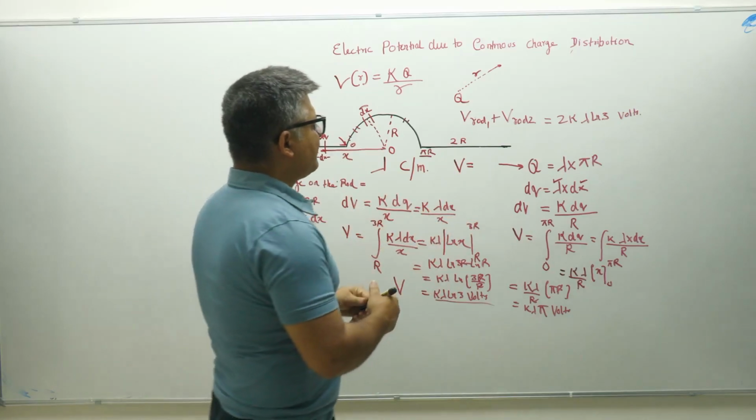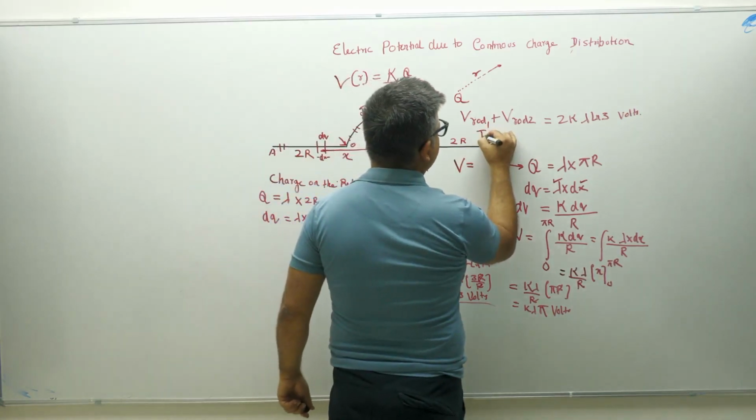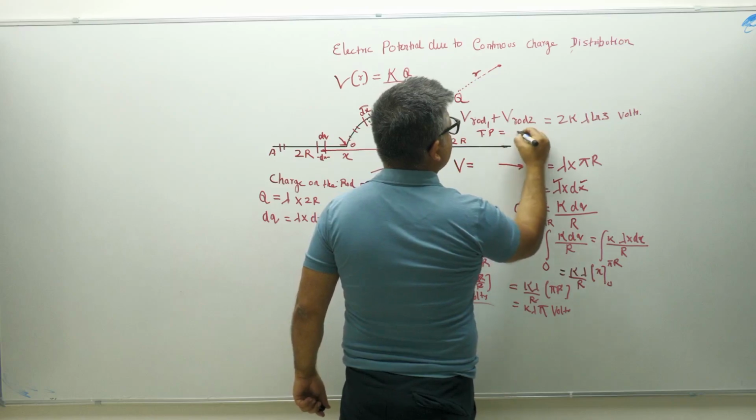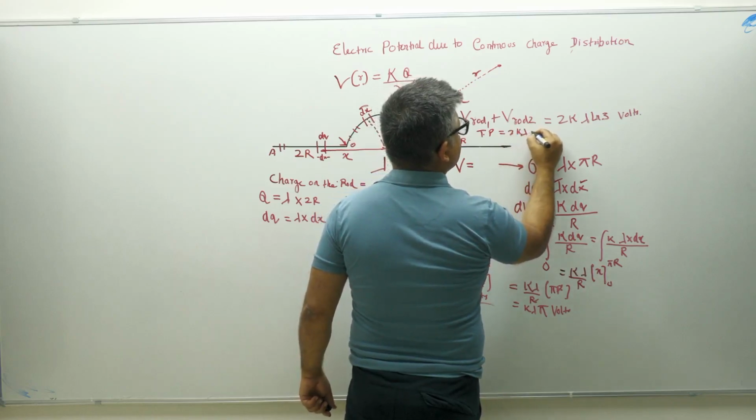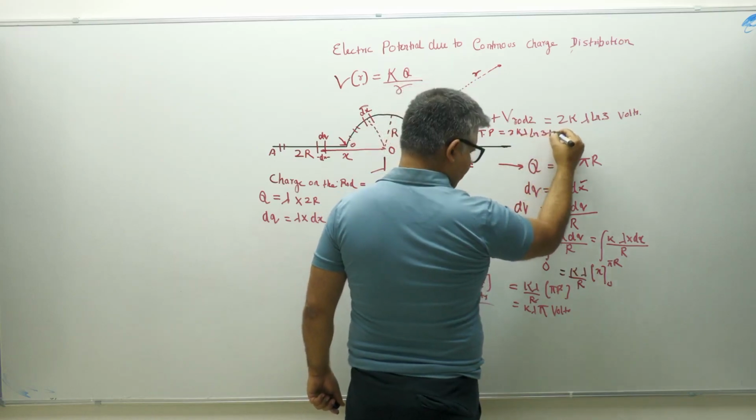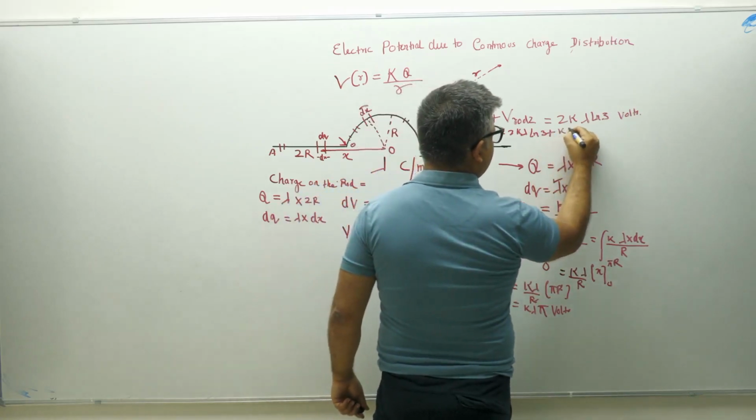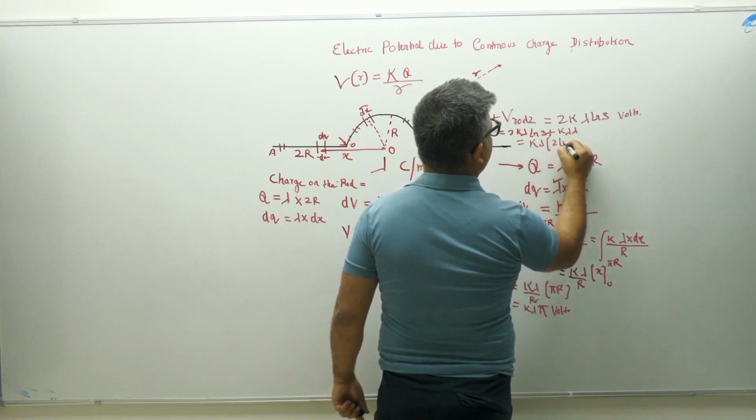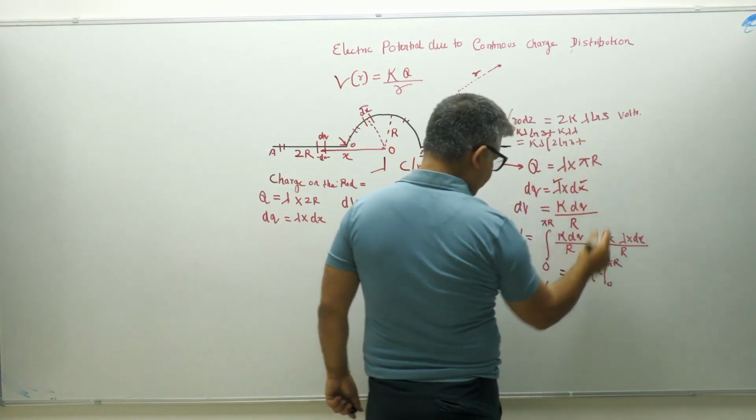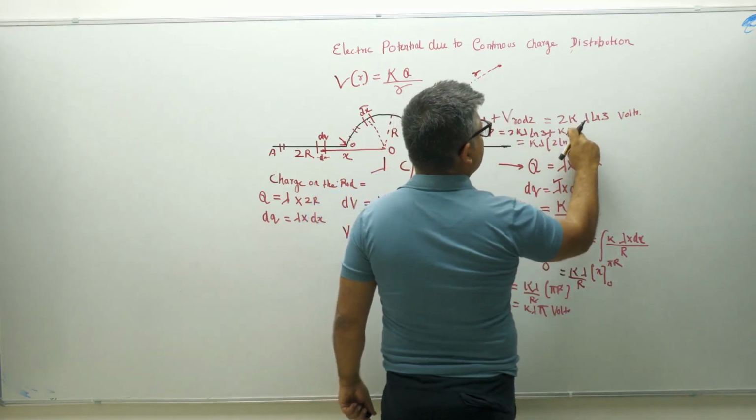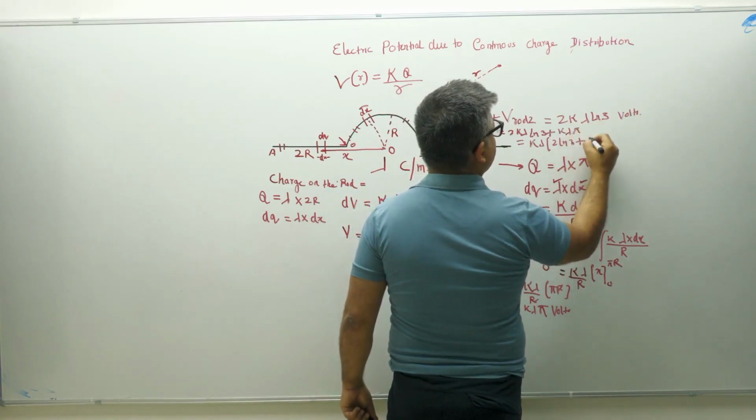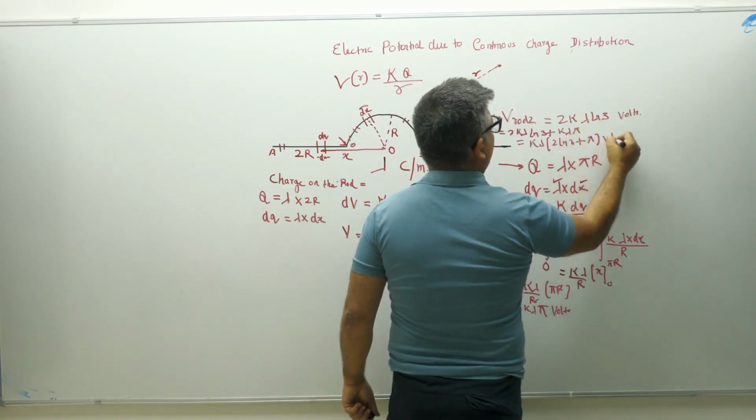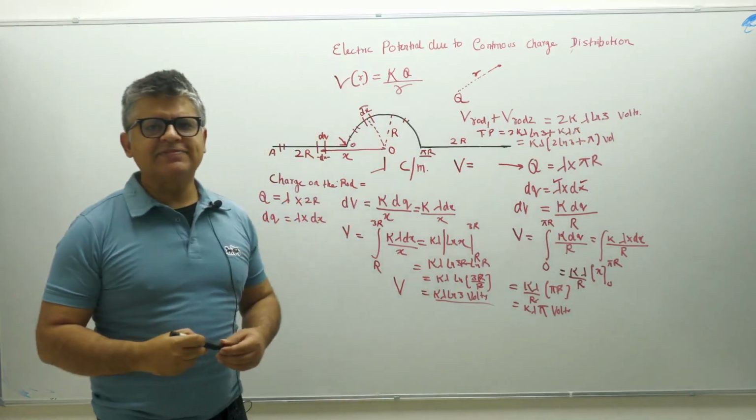So therefore, my total potential is 2k lambda ln3 plus k lambda pi. I can take k lambda common. I get k lambda times (2 ln3 plus pi). That's my answer.